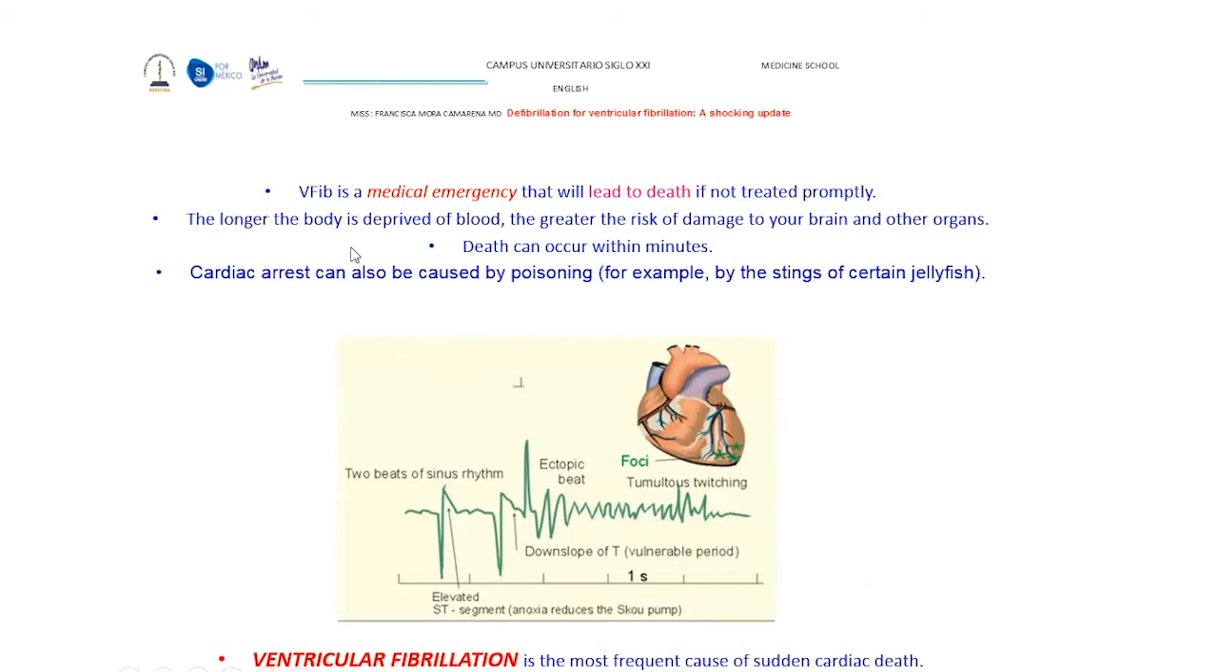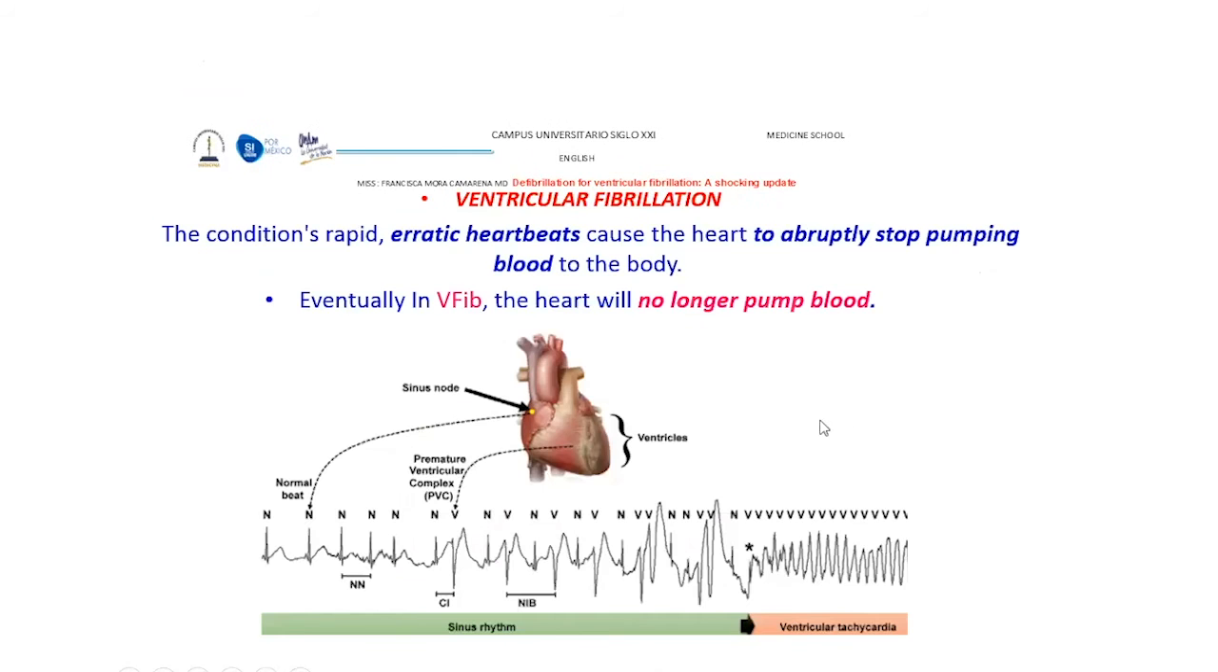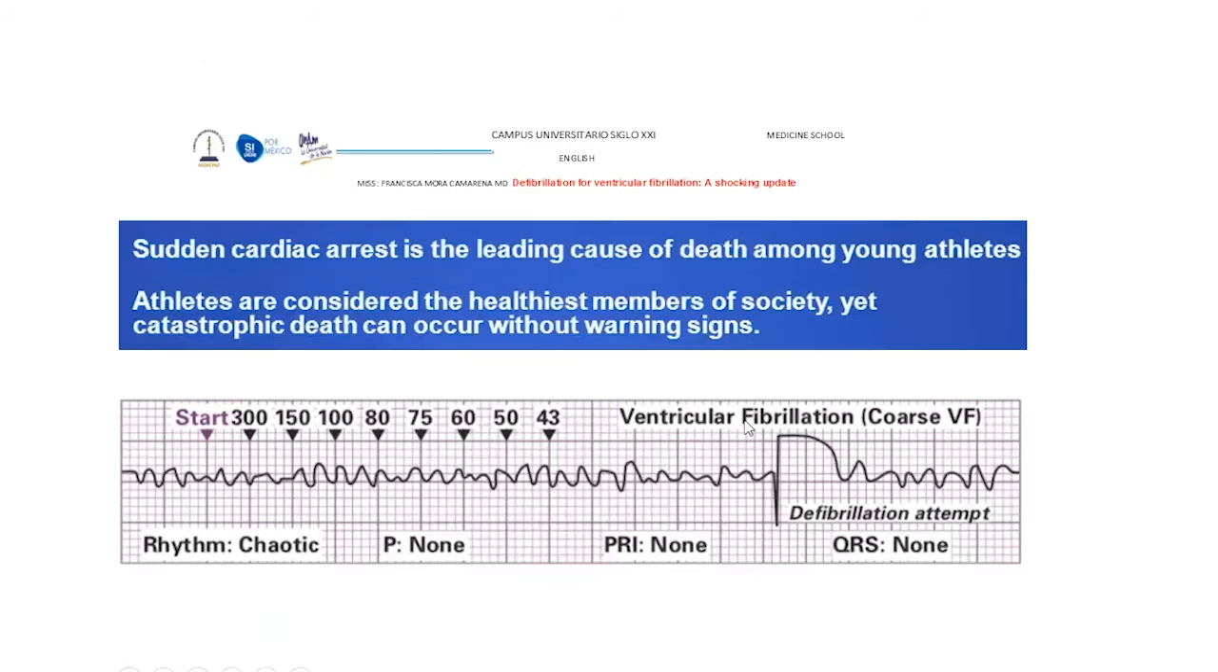Of course, the longer the body is deprived of blood, the greater the risk of damage, not only to the brain, but to all the other organs of the body. And if we do not take any action fast, then death can occur in minutes. Just remember, cardiac arrest can also be caused by poisoning. And just remember that sudden cardiac arrest is the leading cause of death among young athletes.